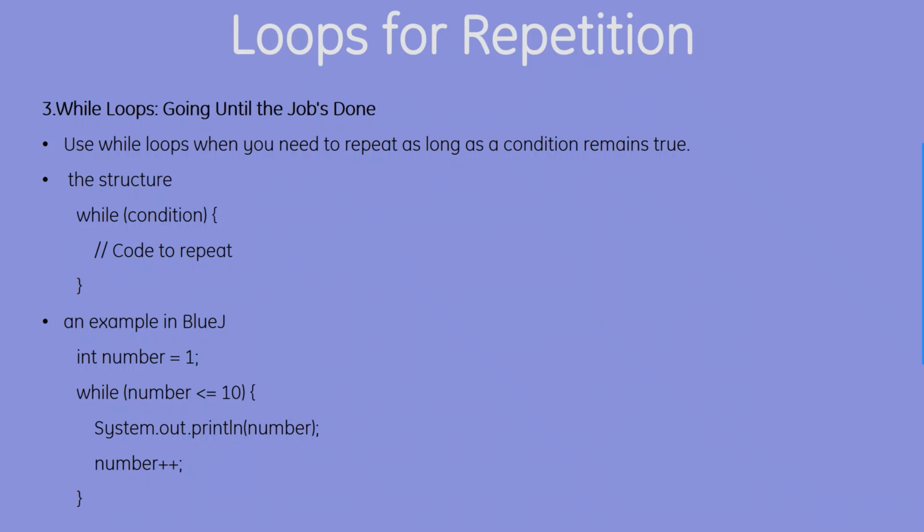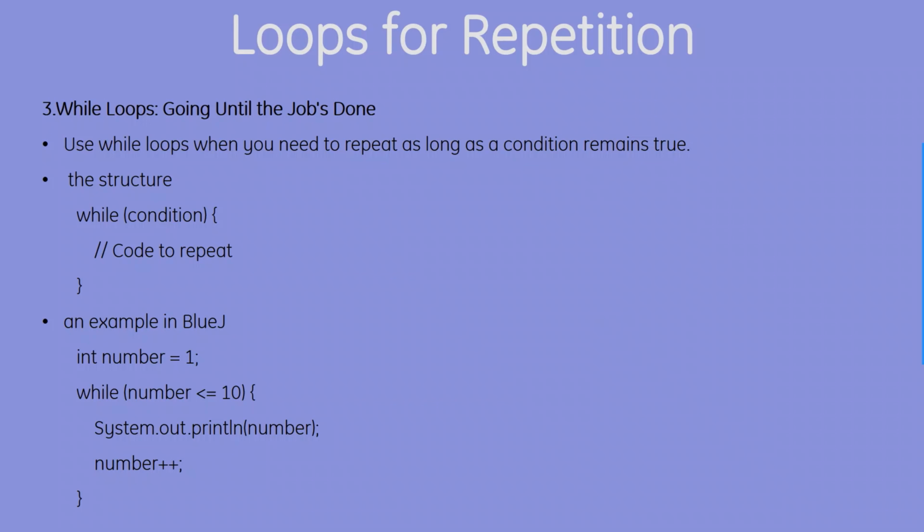So our example: I give a number. Suppose I give number equal to 1. So we have while number is less than 10, which is true. System.out.println the number, and number++. Here we give number++ because we want to increment the number. So in the next loop, the number will not be 1, it will be incremented to 2. Again, 2 is less than 10, the condition is true, and it will print 2. Again we increment, it will be 3. 3 is also less than 10 and it will print the number 3.